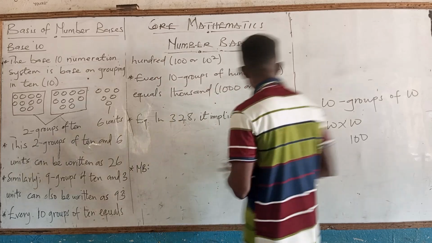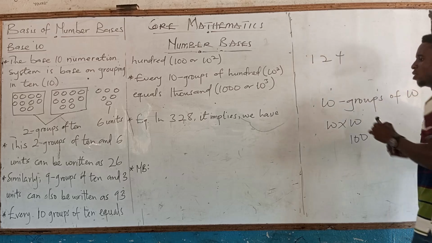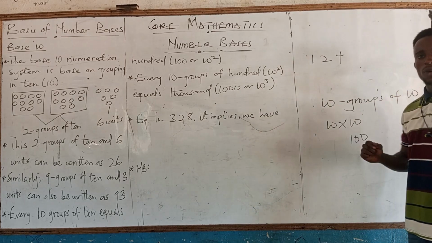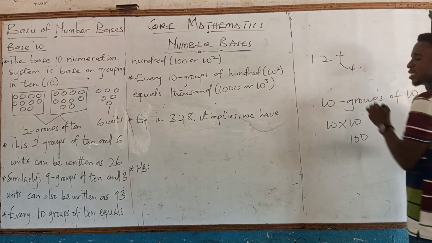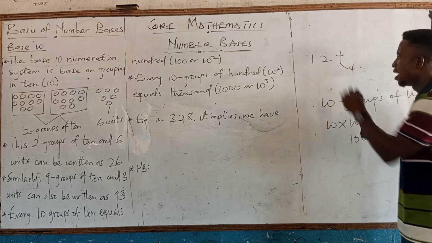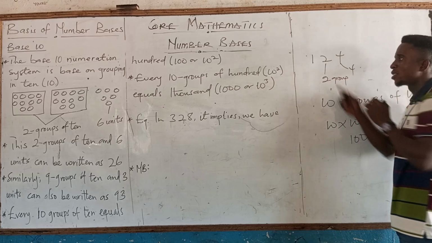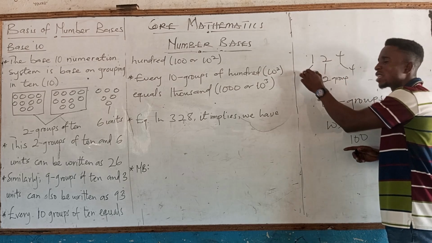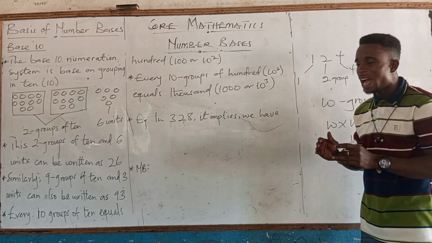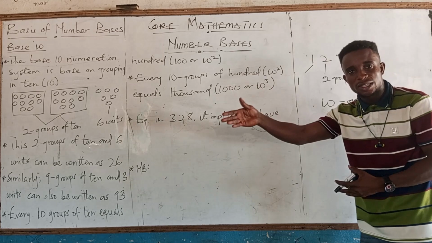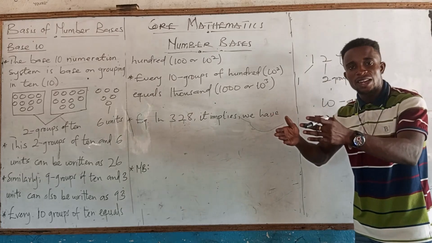Are we getting that? So I can give you something like this. Let's say 1, 2, 4. In this one, I'm having 4 units, then 2 groups of 10. And this one means I have one group of 100. Because when the units get to 10, it proceeds to another 10. When the 10s get to 10, that one proceeds to another 10, which is 100.